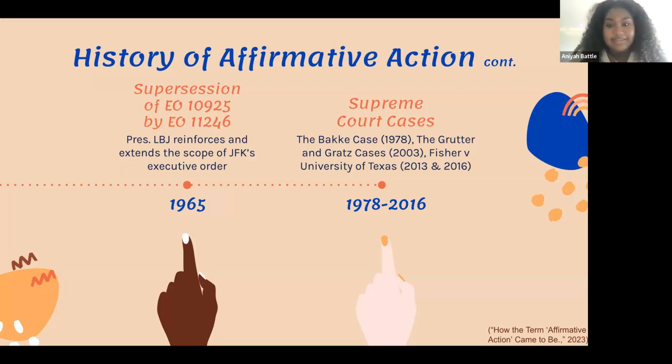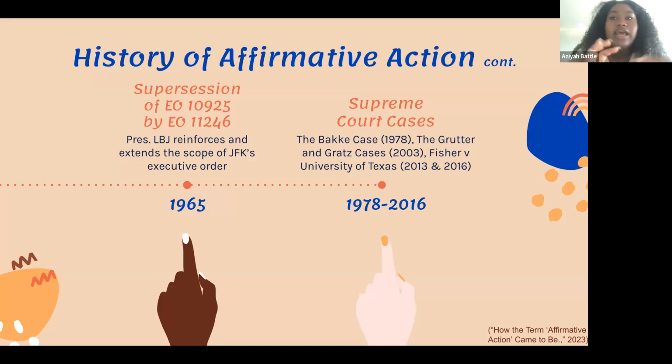Since then, since 1965, from 1978 until 2016, we've seen a couple of Supreme Court cases that have worked to continue to enforce affirmative action. There's the Bakke case in 1978, right? The Bakke case in 1978, in which the Supreme Court reinforces the idea that racial quotas are unconstitutional, but universities can consider race in the admissions process as long as it's a part of a holistic review. So this is the first time that we're seeing it in an educational context.